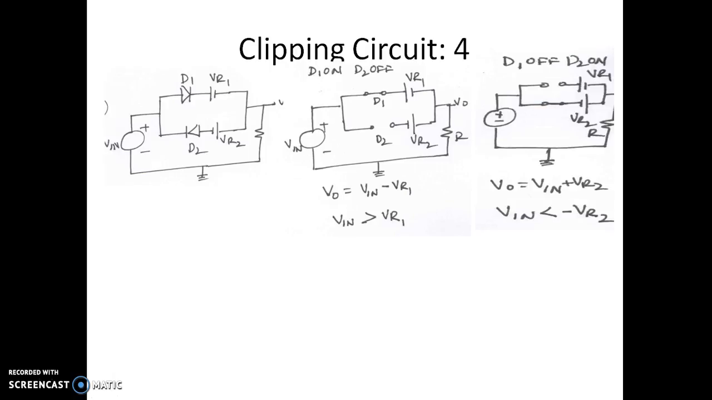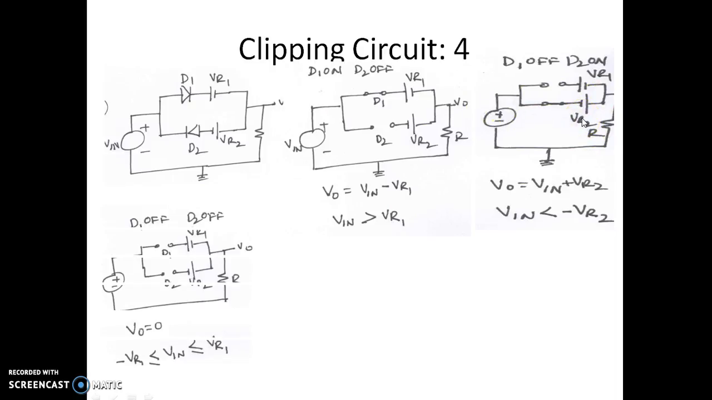So let us consider when D2 is on. This can be on only when the input voltage is in the negative half cycle and it is more negative than this reference voltage, which is of value minus VR2. That is when the input voltage is less than minus VR2. Correspondingly, the output voltage is given by Vin plus VR2, because the polarity of VR2 will ensure that the output voltage is more than the input by this reference voltage.